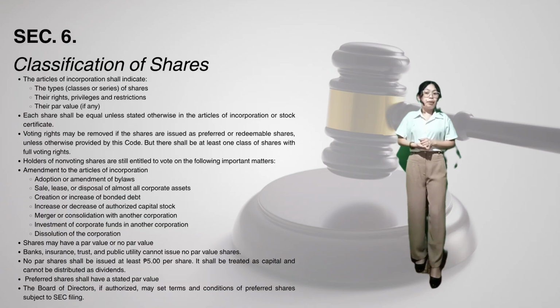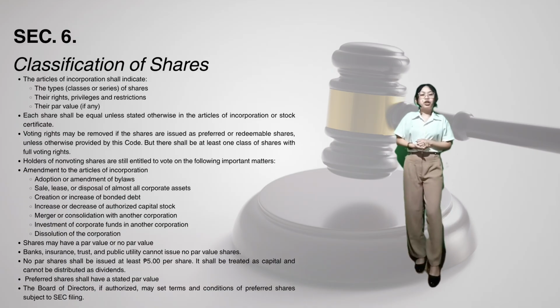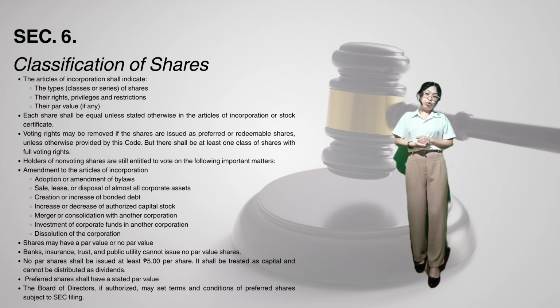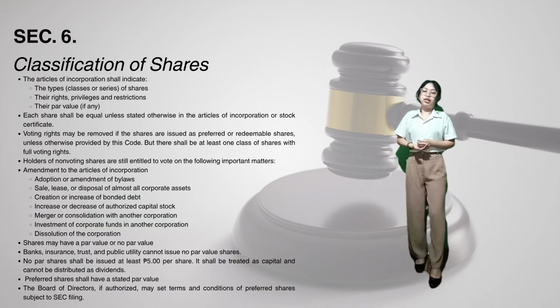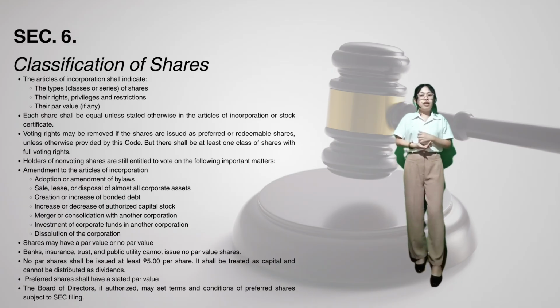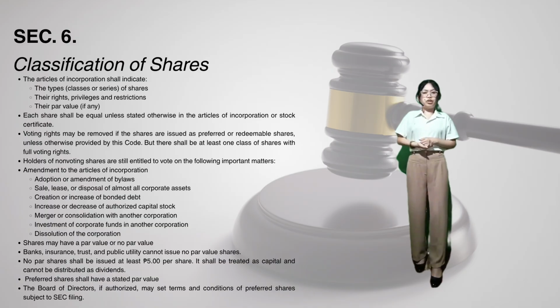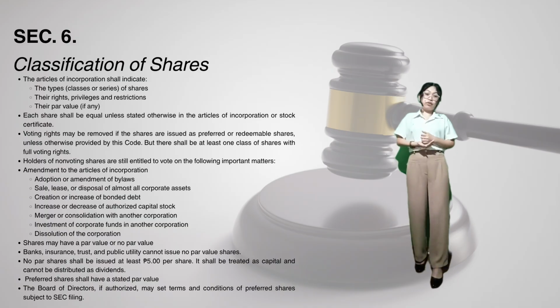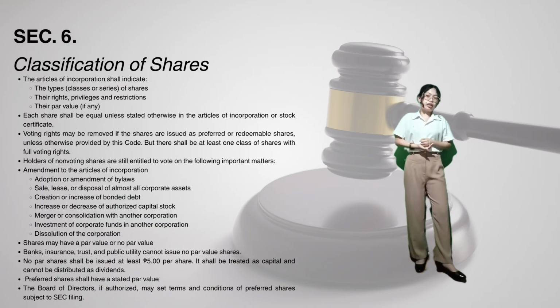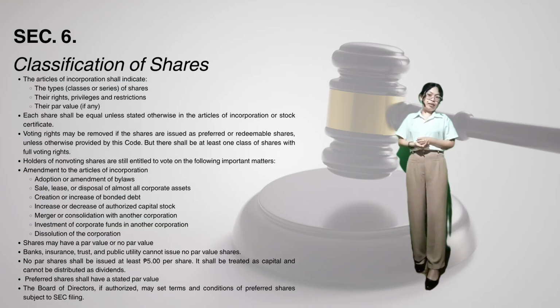Shares can have a par value or they can be no par value shares. But some corporations are not allowed to issue no par value shares. Examples include banks, insurance companies, public utilities, and companies that raise money from the public. If a company does issue no par value shares, each one must be sold for at least 5 pesos, and the money collected becomes part of the capital, and not something that can be given out as dividends.